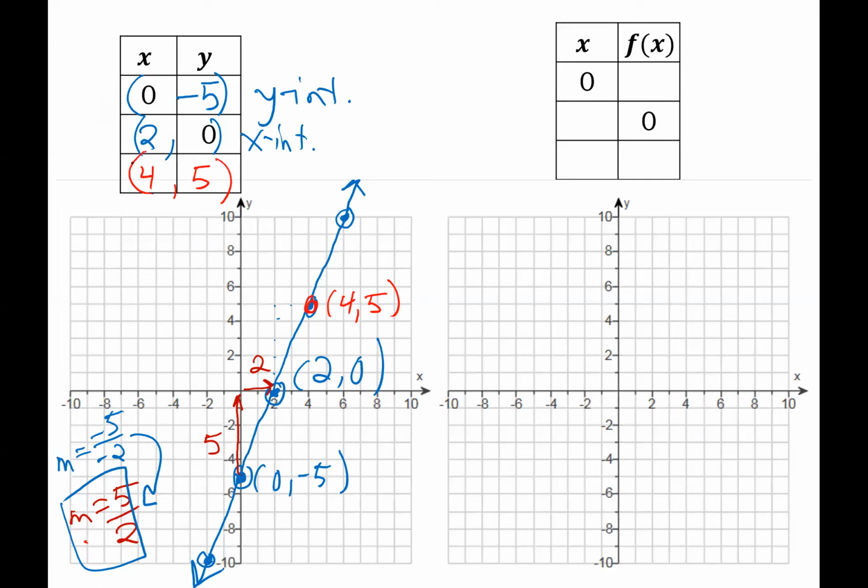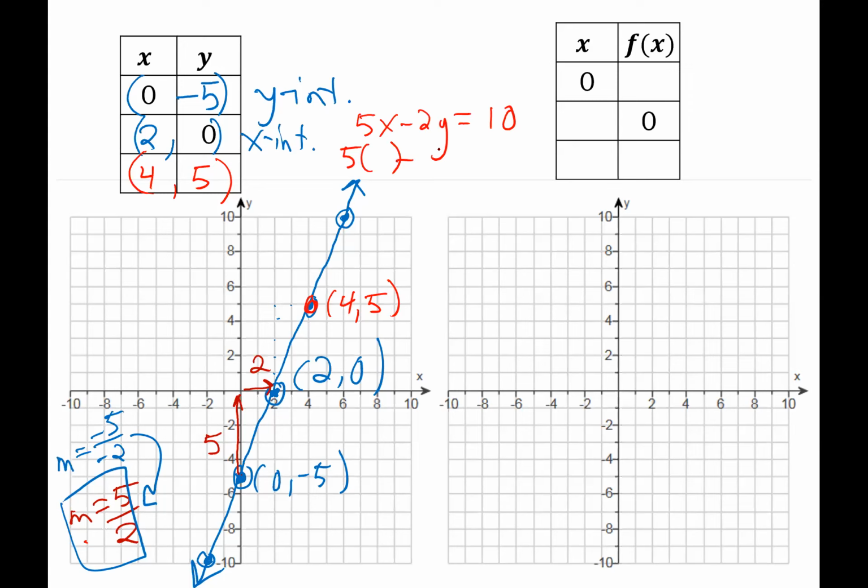See how each x coordinate is going up by 2 and each y coordinate is going up by 5. That's not a coincidence, right? But we can check by taking this ordered pair and plugging it into the original equation, which was 5x minus 2y equals 10.